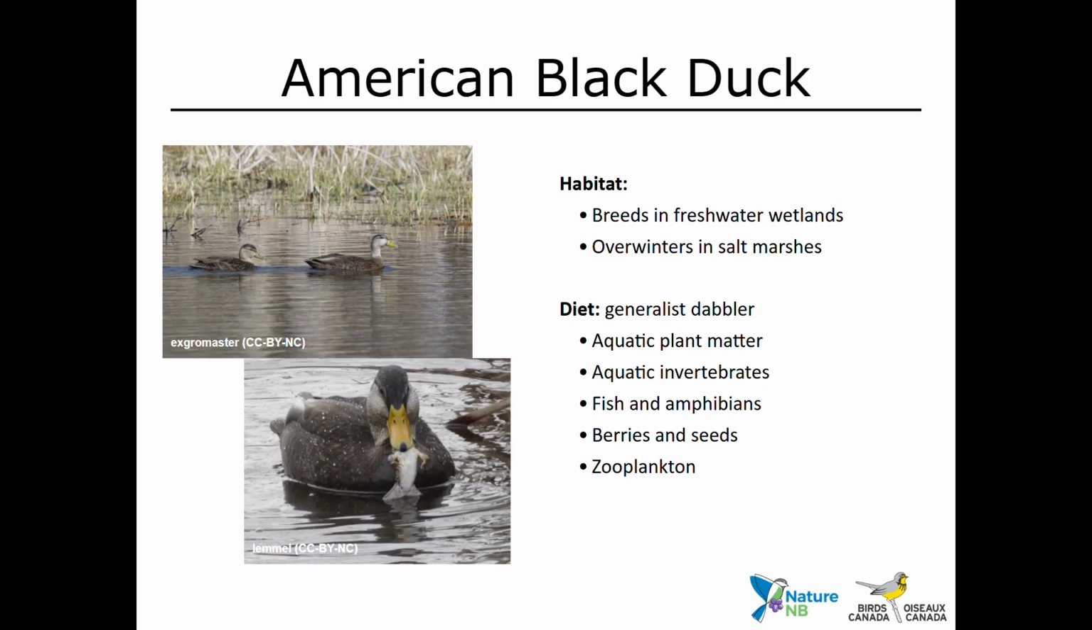And the habitat of the American black duck is mostly freshwater wetlands during the breeding season and salt marshes during the winter. They are generalist dabblers like the mallard, so they eat aquatic plant matter and invertebrates, fish and amphibians, berries and seeds, and zooplankton.